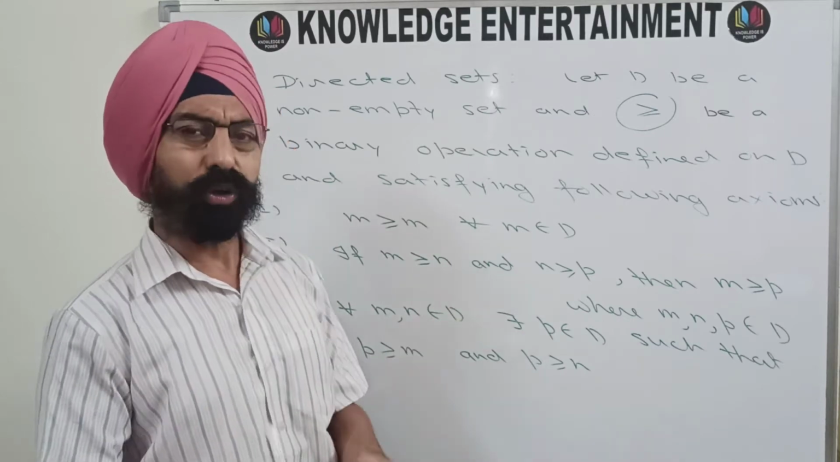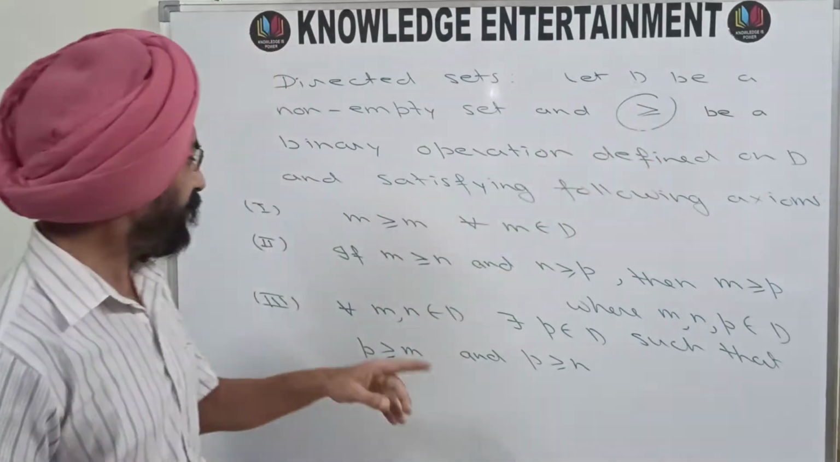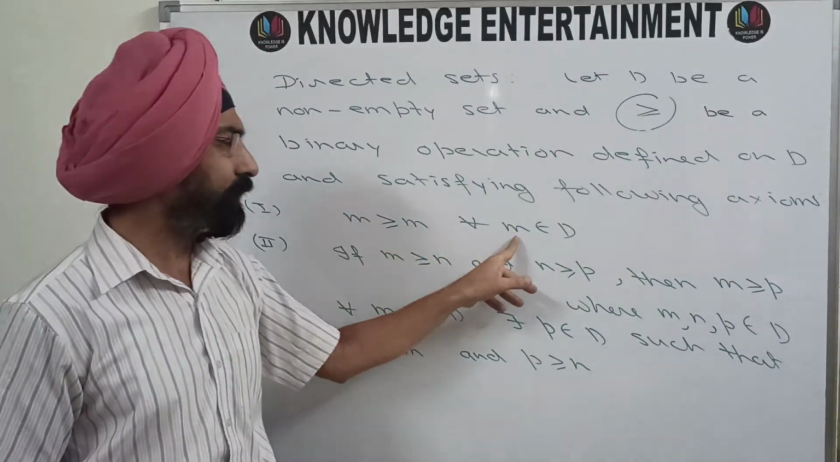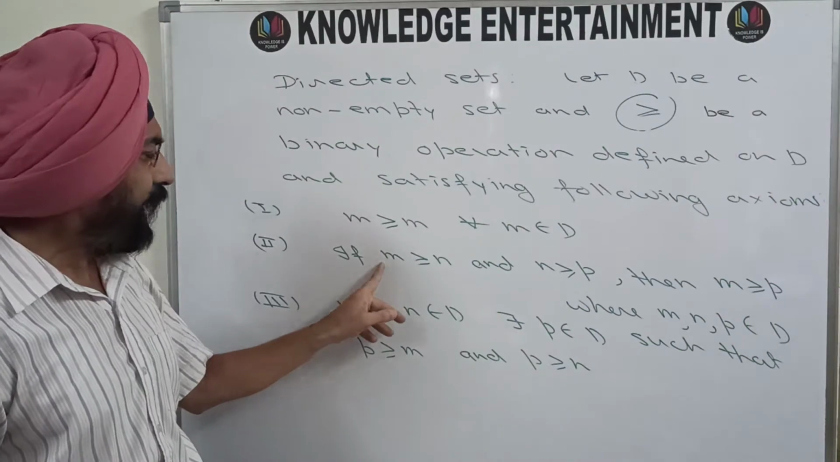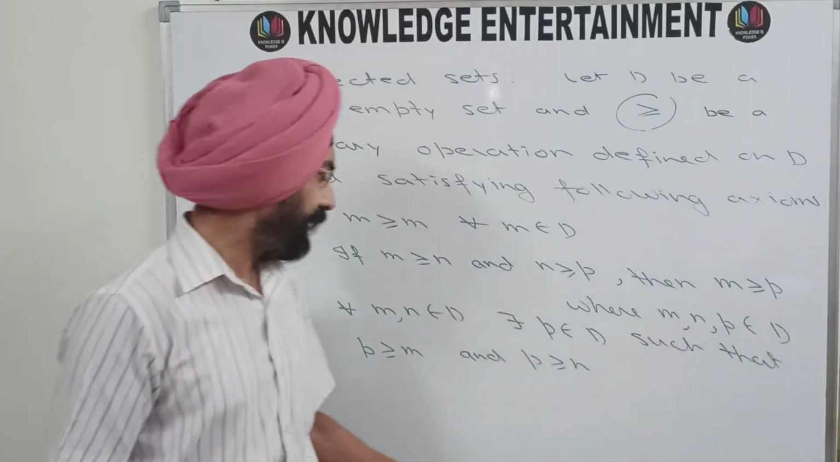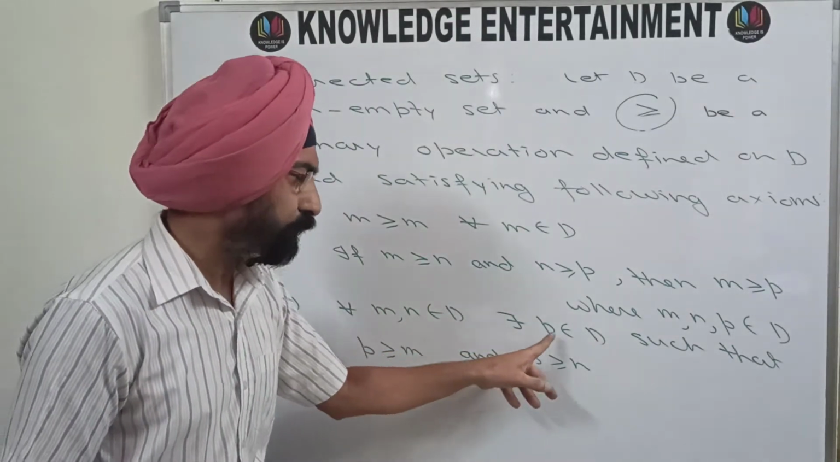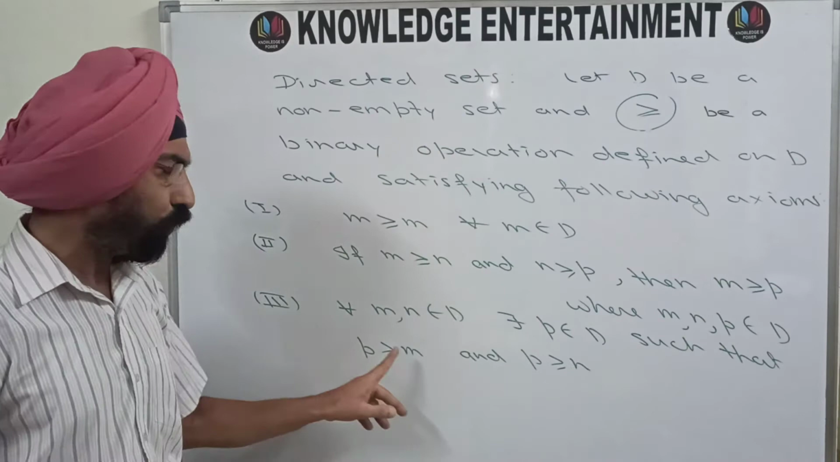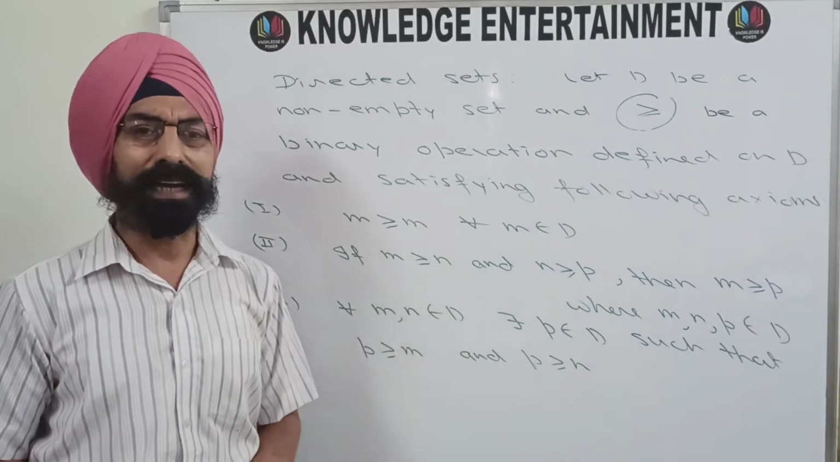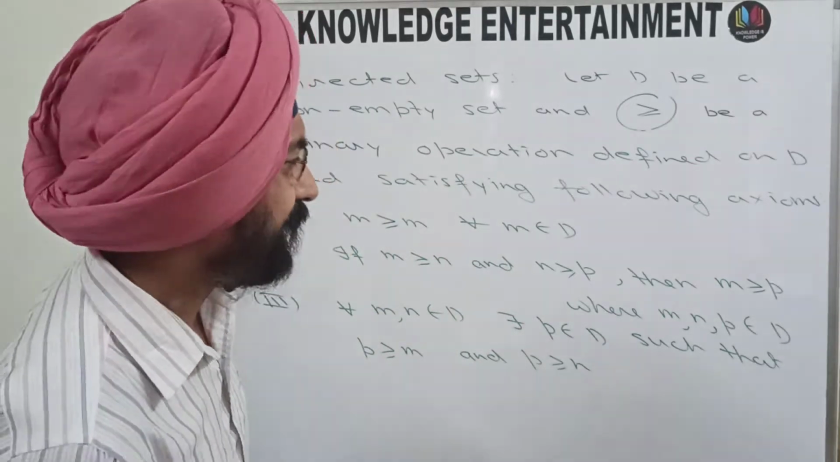And if you don't want to read it as greater than or equal to, you can read it as follows. M follows M for every M belonging to D. If M follows N and N follows P, then M follows P. And if M and N are any two elements of D, there exists P belonging to D such that P follows M and P follows N. So this is the definition of directed set.